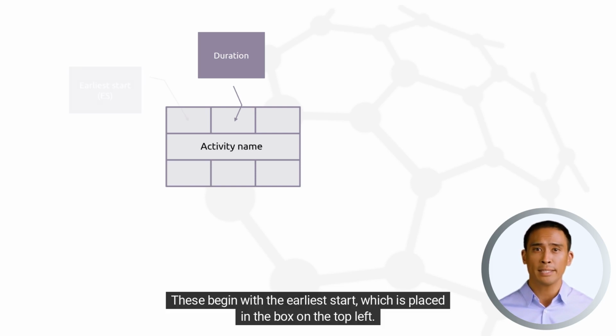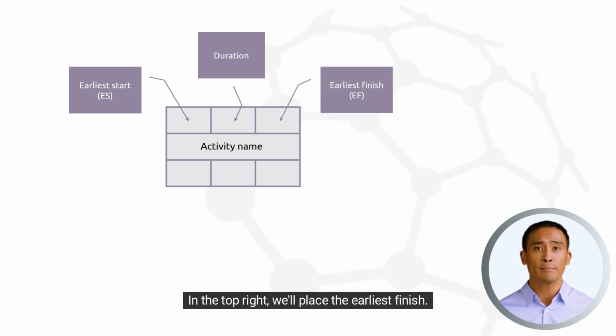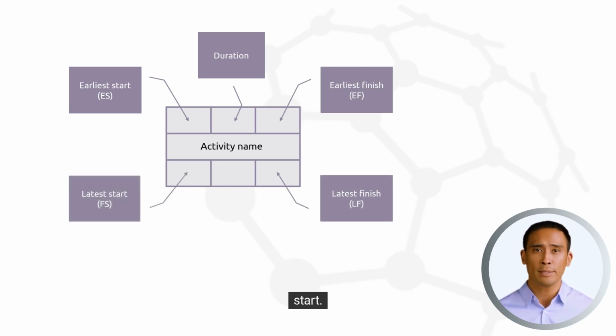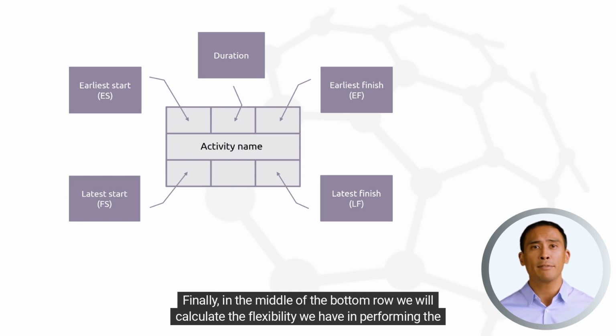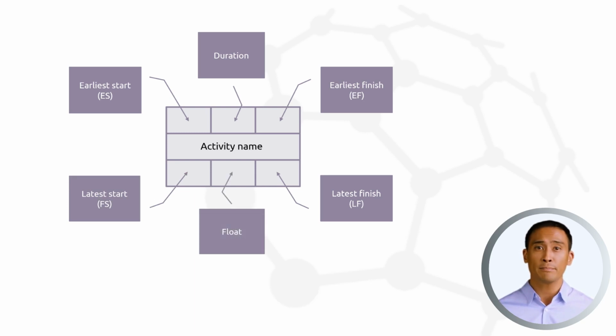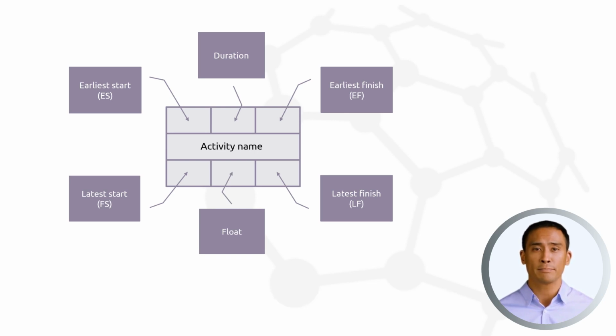These begin with the earliest start, which is placed in the box on the top left. In the top right, we'll place the earliest finish. The box on the bottom right will be used for the latest finish, and to the bottom left, we will place the latest start. Finally, in the middle of the bottom row we will calculate the flexibility we have in performing the activity. This is known as float. Don't worry about memorizing these, it'll all become clear as I talk you through the calculations.